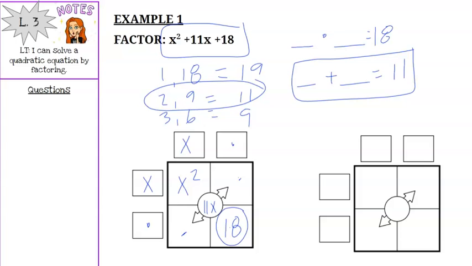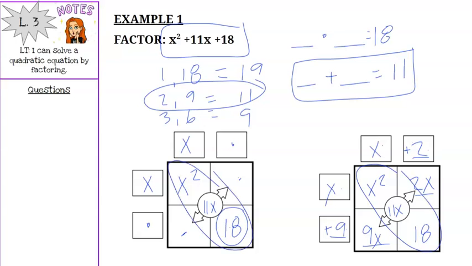So then all we have to do is check it. I'm going to do it over here. I'm going to do x and 2, x plus 2. They're going to be positive. And then x plus 9. Let's see what happens. X times x is x squared. X times 2 is 2x. So again, we're just using that box method. X times 9 is 9x. 9 times 2 is 18. What's 9x plus 2x? 11x. Did that work out? Is that what we wanted? X squared, 11x, 18. It is what we wanted.